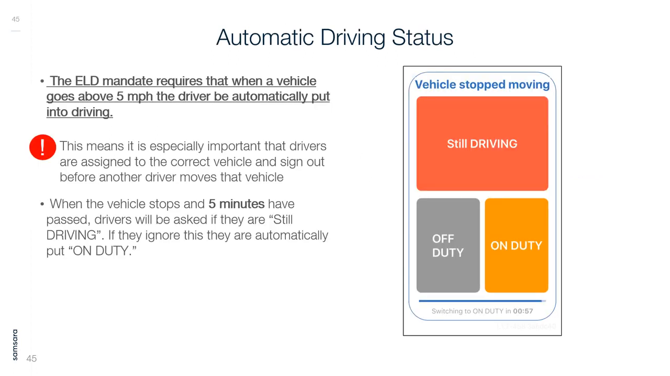Automatic driving status. The ELD mandate requires that when a vehicle goes above 5 miles per hour, the vehicle be automatically put into driving. This means it is especially important that drivers are assigned to the correct vehicle and sign out before another driver moves into that vehicle. When the vehicle stops and 5 minutes have passed, drivers will be asked if they are still driving. If they ignore this, they are automatically put on duty.